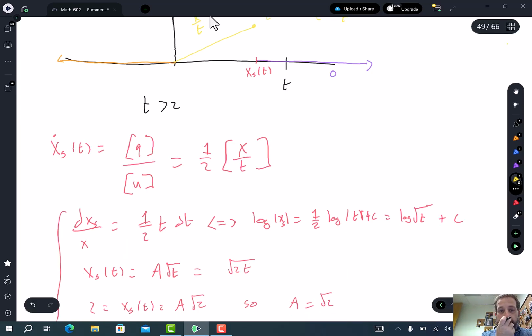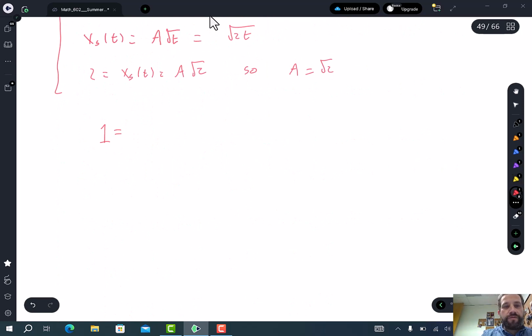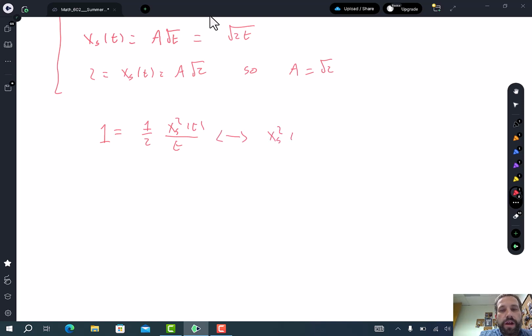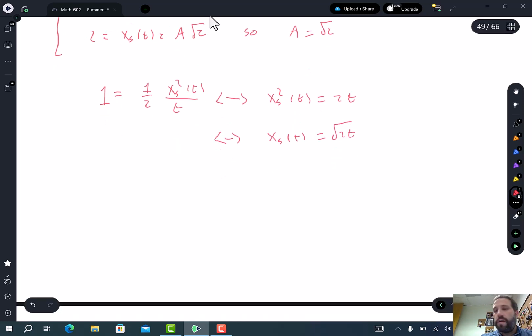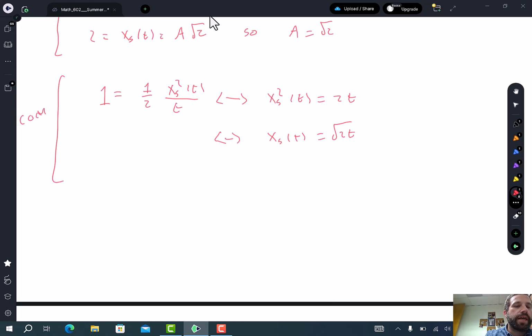Okay, so we come back down here. We're going to have 1 is equal to 1/2 x sub s squared of t over t. And again, solving this for x sub s, we're going to get x sub s squared of t is equal to 2t. And we're going to take the positive square root because it's positive, so x sub s of t is going to be equal to the square root of 2t. Okay, so this is the conservation of mass method. Again, the other one is based on that.